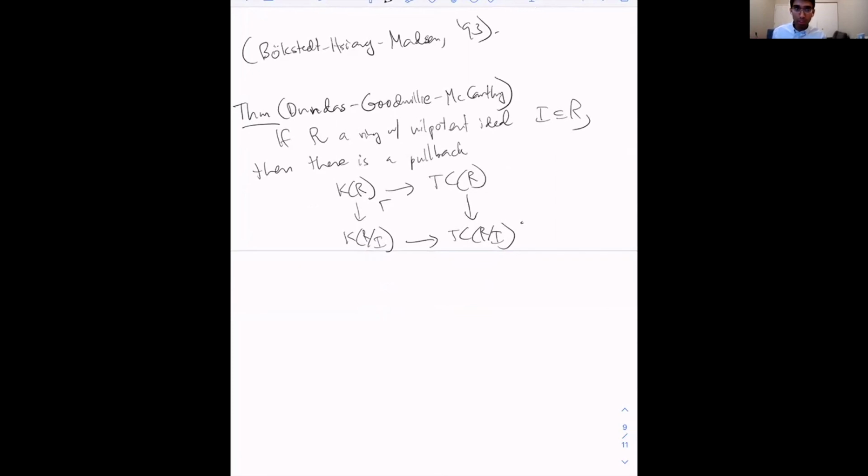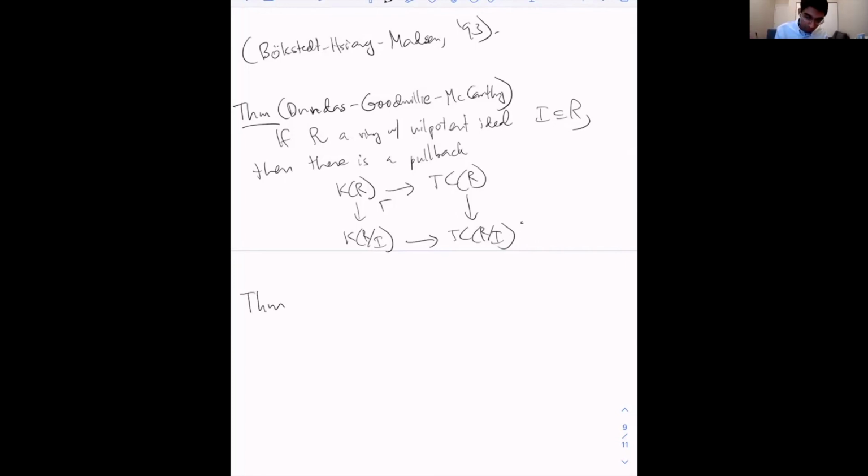Right. So maybe I can also mention, this is a relative theorem. It's saying that the change in K-theory along a nilpotent ideal is the same as the change in TC, and that lets you bootstrap computations in K-theory from computations in TC along nilpotent ideals and so forth. There's also an existing comparison theorem that says that K-theory and TC are quite close to each other if you have a p-adically complete ring.